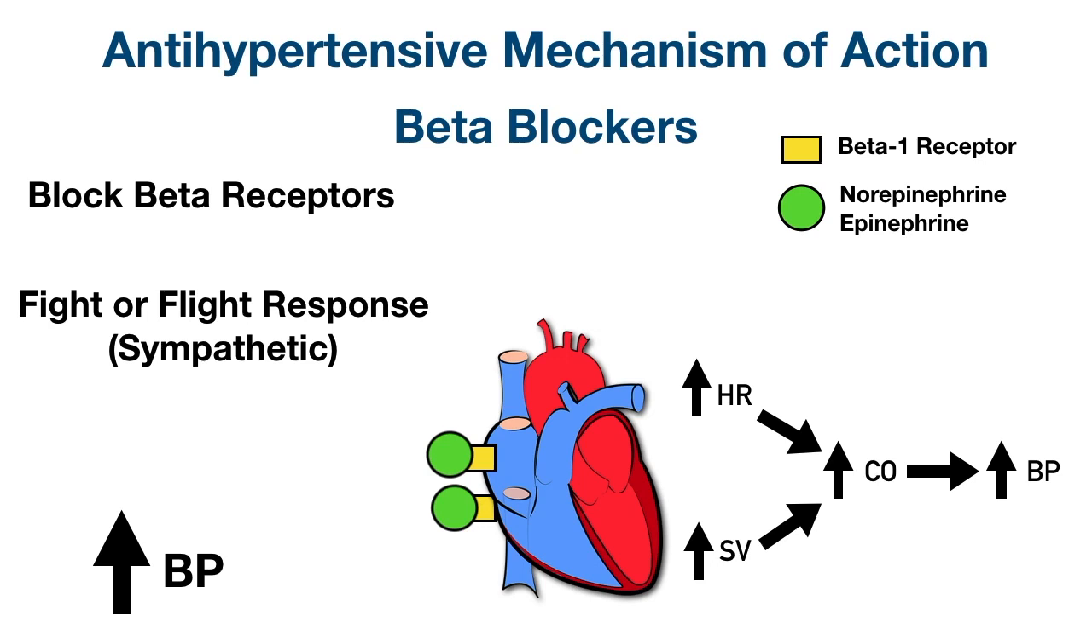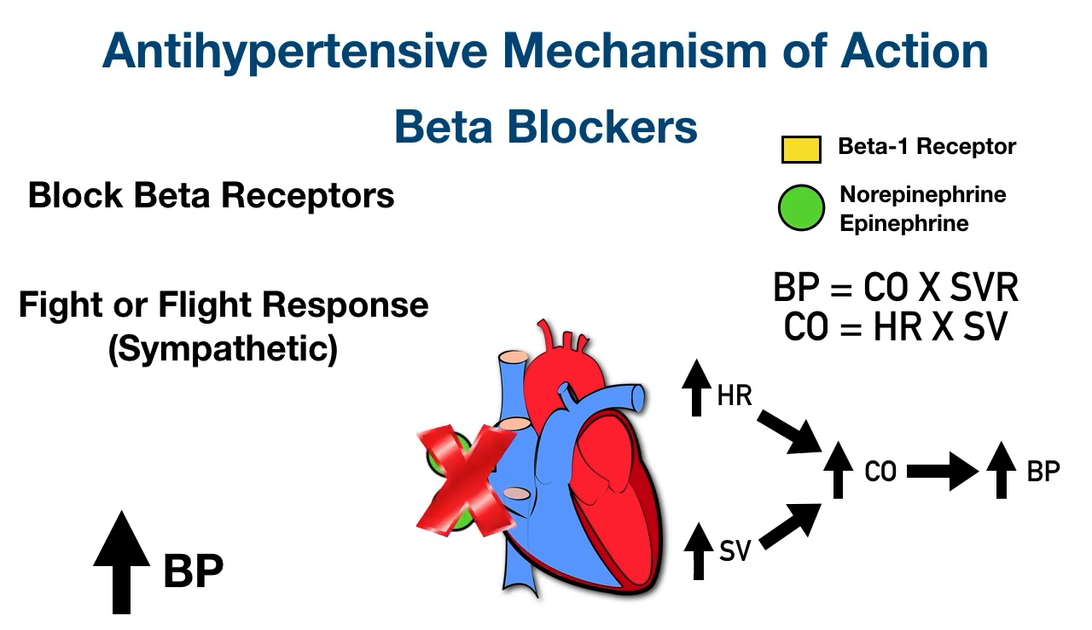Remember, blood pressure equals cardiac output times systemic vascular resistance, also known as total peripheral resistance. Cardiac output is equal to heart rate times stroke volume. So you can see if we increase heart rate and stroke volume, the cardiac output will increase, which will in turn increase blood pressure. We'll talk more about these equations in a bit when we get to the final column of the chart. Beta blockers lower blood pressure primarily by blocking the sympathetic activation of beta-1 receptors in the heart.